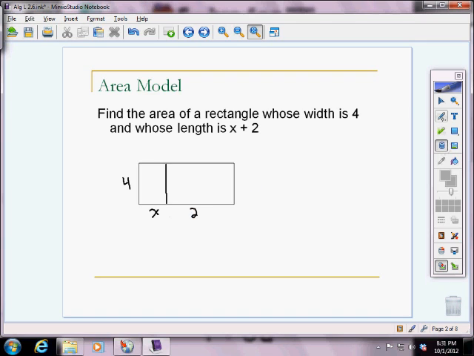So if we wanted to find the area of this rectangle, we literally could just go 4 times, well, x plus 2, because remember the way we find area is length times width. Another way we could do it is to think of these as two separate rectangles.